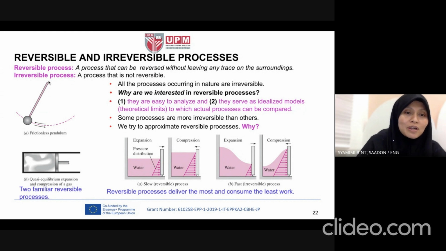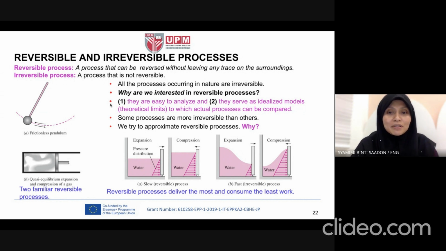So that's why we have irreversible process, a process that is not reversible. The majority of the processes that exist in this world are irreversible. For example, all the processes occurring in nature are irreversible. So even though we know that the processes in nature are mostly irreversible, why are we still interested in reversible process, even though we know it is impossible to occur?